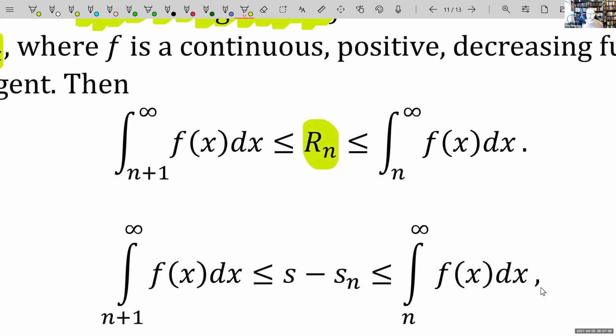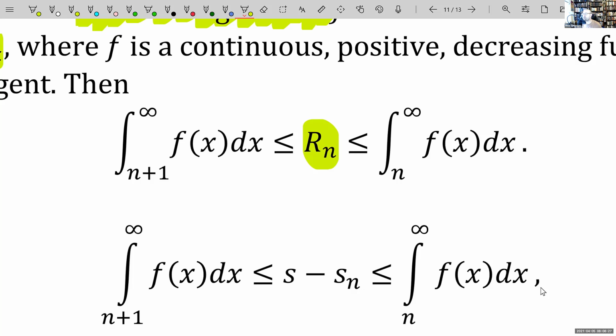If all 3 of those conditions are met, in other words, we were able to use the integral comparison test and our integral actually converges, then the error is bounded above and below by these 2 integrals. It's bounded below by the integral from n+1 to infinity of our function. It's bounded above by the integral from n to infinity of our function.